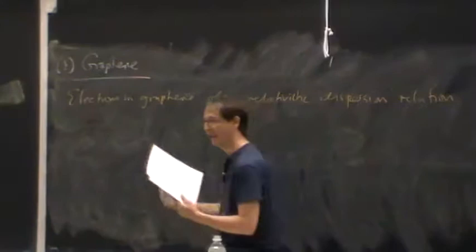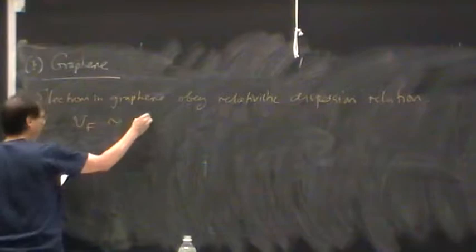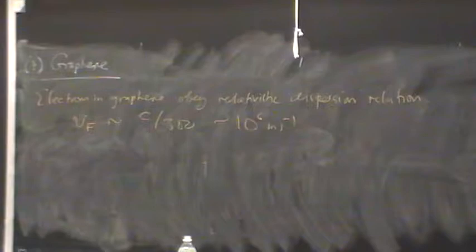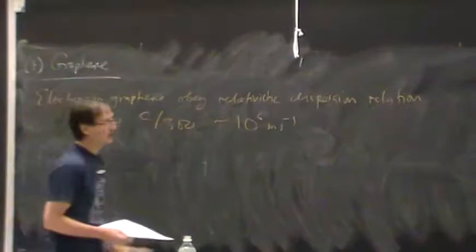That's really related to the symmetry of the molecule. So what that says is that the Fermi velocity in this case is about 300th of the speed of light, so it's about 10 to the 6 meters per second. And the electrons are described not by the usual non-relativistic quantum mechanics, but by the Dirac equation. So we need to again use these relativistic hydrodynamic estimates of what the Reynolds number is.